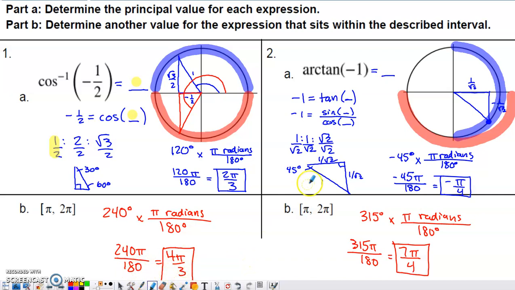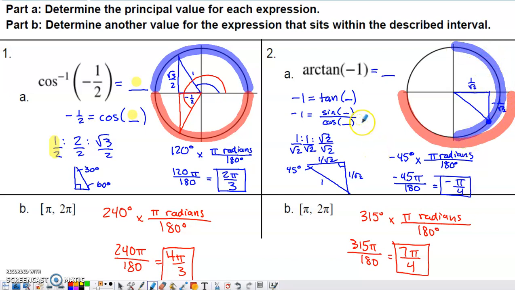Take a look at the next one within the same video here. This one says, what's arctangent of -1? So arctangent is really the same as inverse tangent. Keep in mind that a principal value answer for arctangent has to come from the stretch of the unit circle between negative pi by 2 and pi by 2. So the answer for part A has to come from what you see highlighted in blue along the unit circle here.